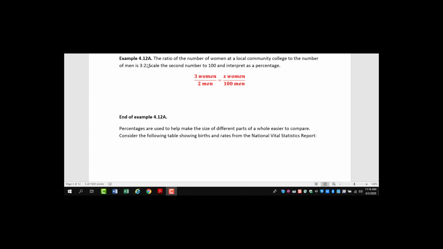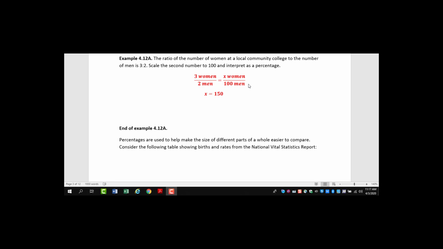I used my ratio here. Noticed I put the units in to be clear what I was doing. So now I'm just going to cross multiply and divide, which is 3 times 100 equals 2 times X, and then divide by 2, and I'm just going to put the answer down here. Make sure you can get that. So I get X equals 150. So that's what X equals. I'm going to put it up there.